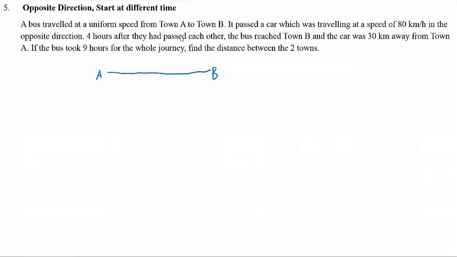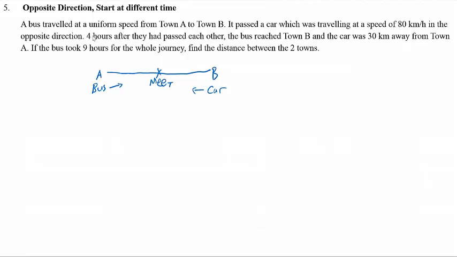The bus is going from town A to town B, and it passed a car which was traveling at a speed of 80 km per hour in the opposite direction. That means the car is going in the opposite direction, right? And they meet somewhere in the middle. We don't know where it is, just say that they meet somewhere along here.